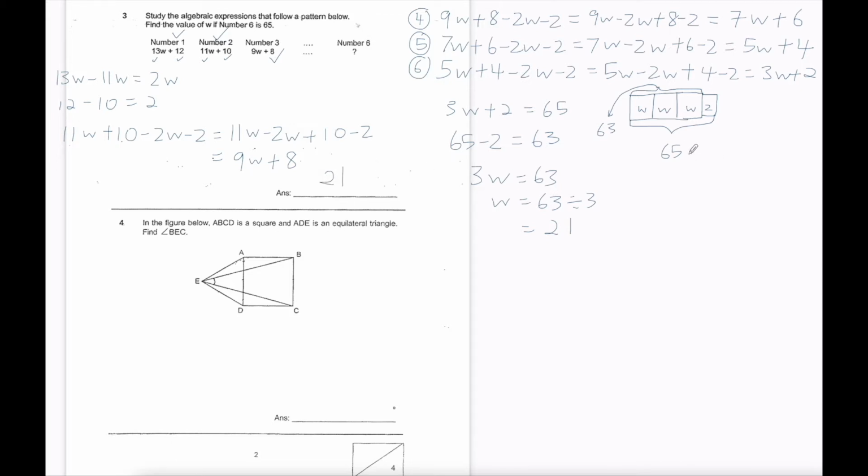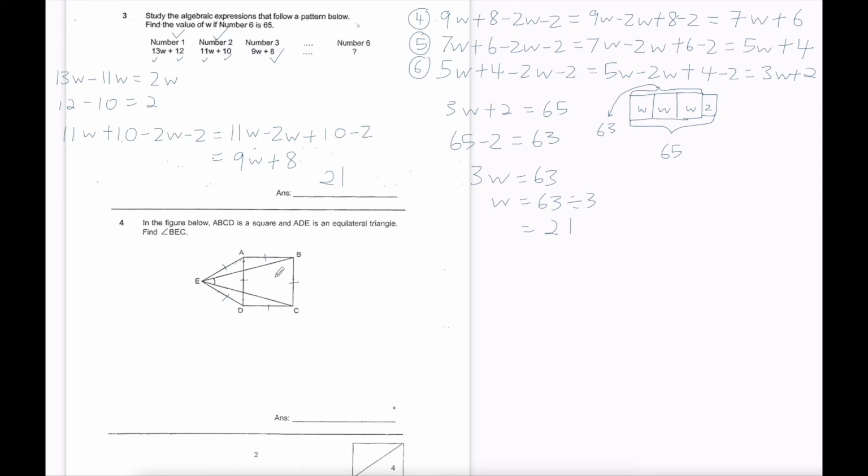Okay, let's move on to question 4. In the figure below, ABCD is a square. So since it's a square, I'll draw these things to show that they're the same sides. Okay, and ADE is an equilateral triangle. Lucky for us, AD is the side of a square. So if it's equilateral, that means that I can form a few isosceles triangles. I'll show you later. Okay, so find BEC.